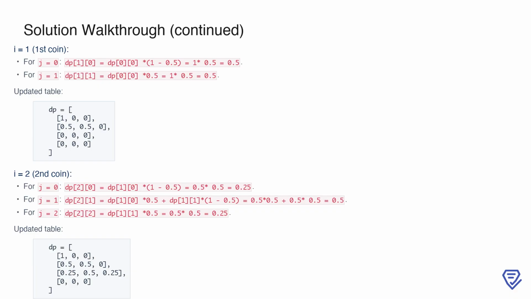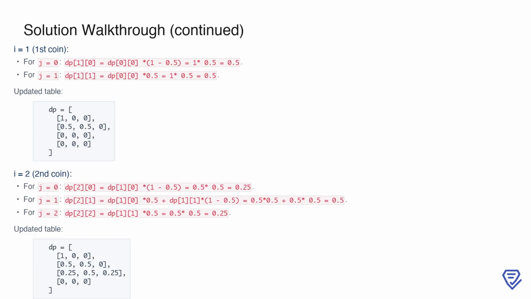For j equals 0, meaning 0 heads, the probability is dp[1][0] equals dp[0][0] times (1 minus 0.5), which evaluates to 0.5. For j equals 1, meaning 1 head, the probability is dp[1][1] equals dp[0][0] times 0.5, which also evaluates to 0.5. This updates the table, where the second row now shows probabilities of 0.5 for 0 heads and 0.5 for 1 head.